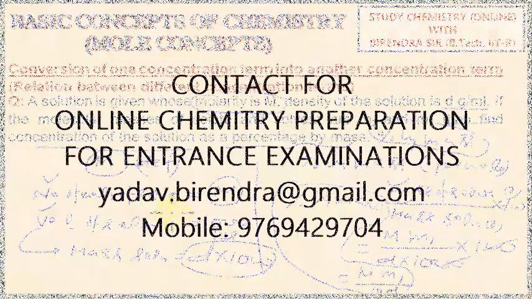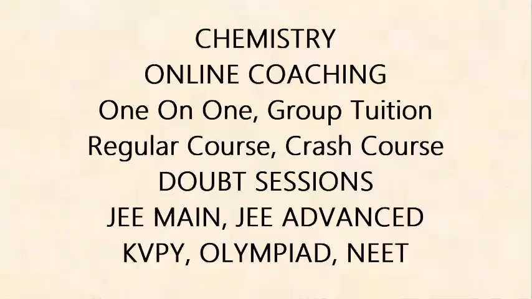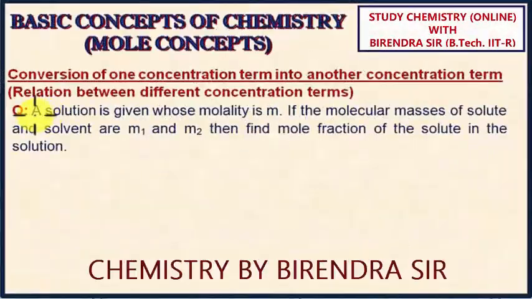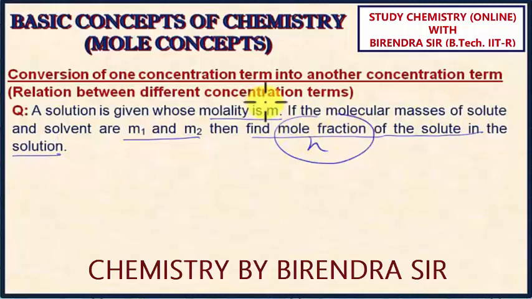I'll take one more example here. Here the question says a solution is given whose molality is m, small m. If the molecular masses of solute and solvent are m1 and m2 respectively, then find the mole fraction of the solute in the solution. Mole fraction we have to find, one concentration. Molality is given. So again this is a conversion type question.